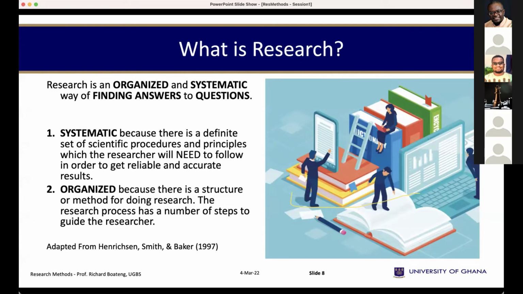Okay. The next one is, even though we have scientific procedures and principles which are defined by the scientific community, all research tends to have some form of organization. That means a structure or a method for doing research. It means that when you're doing research, there are certain steps. You may have to think about research as an organized and systematic way of finding answers to questions. That organization helps you find answers to questions.